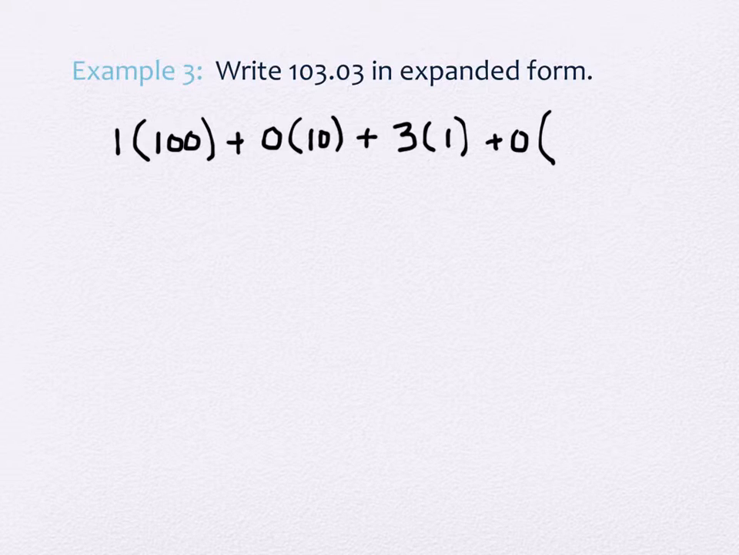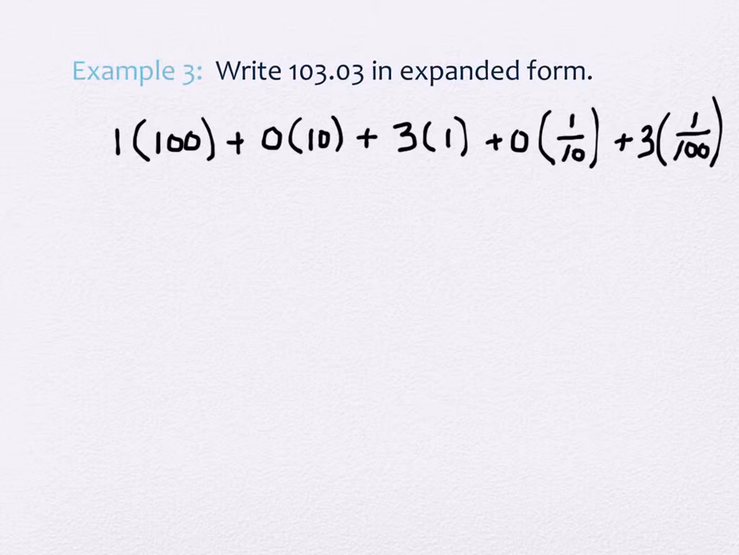What place value is the first one after the decimal point? 1/10, good. And then I have a 3, and it's the 1/100. So this is all it is. So if you're writing it in base 10 expanded form, this is what that looks like. Simple enough? Okay.